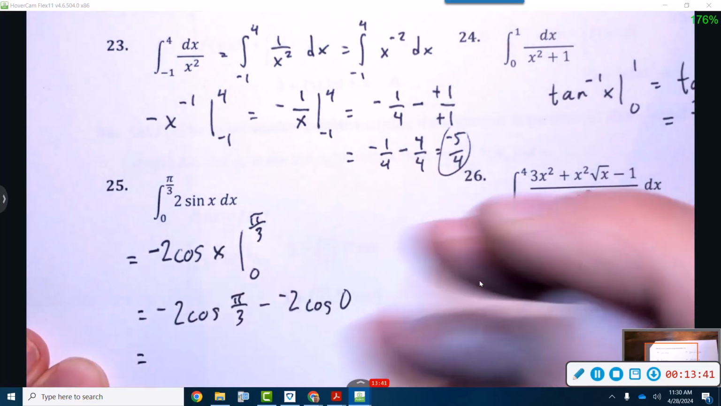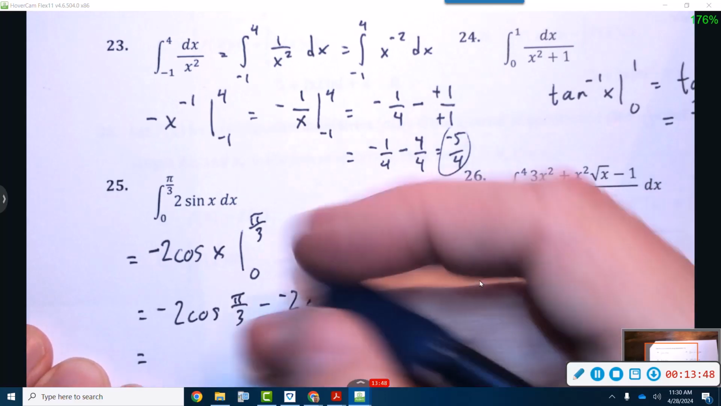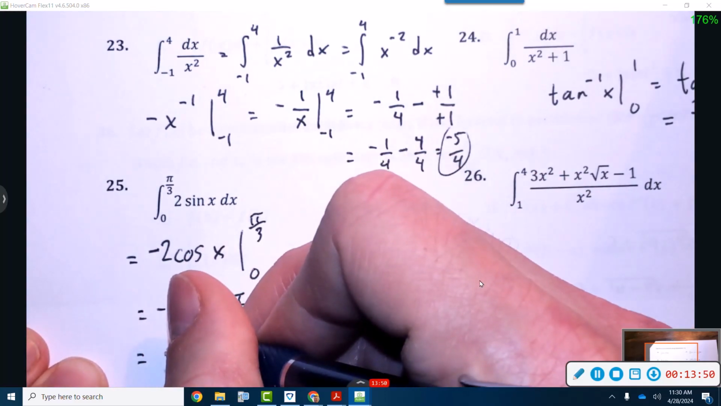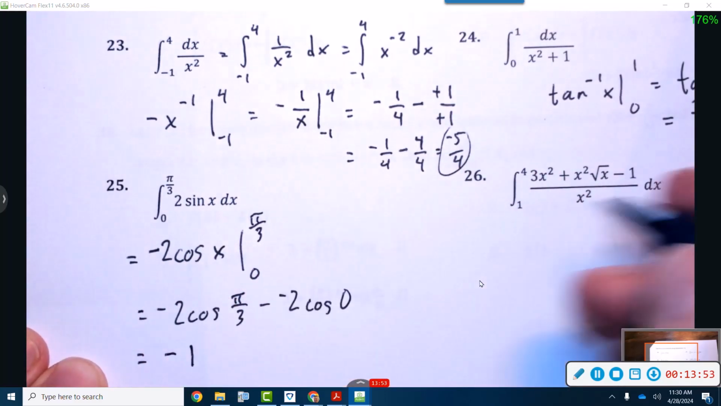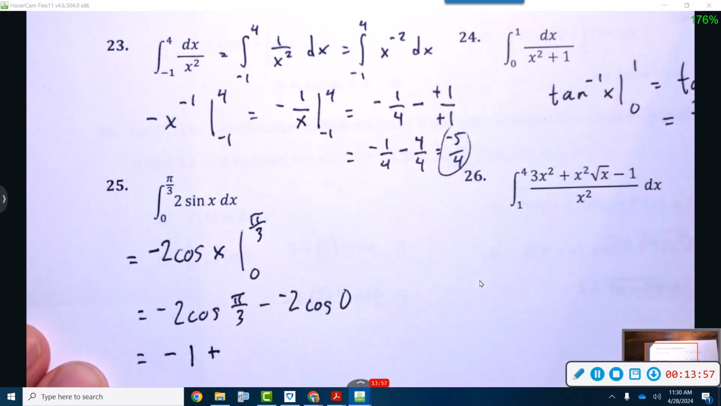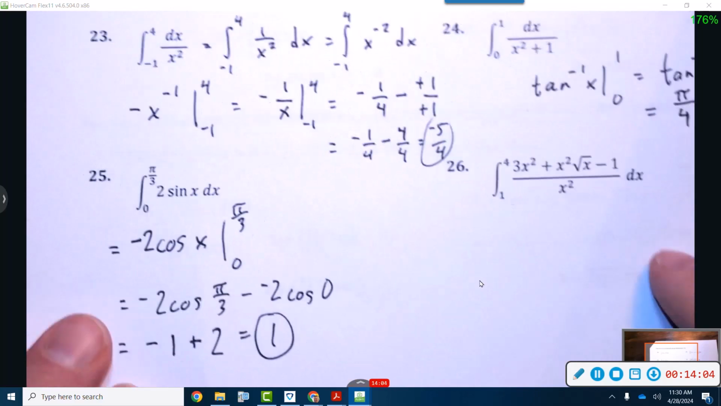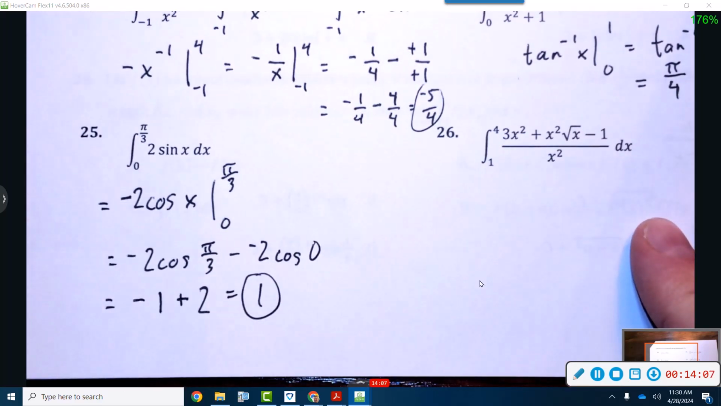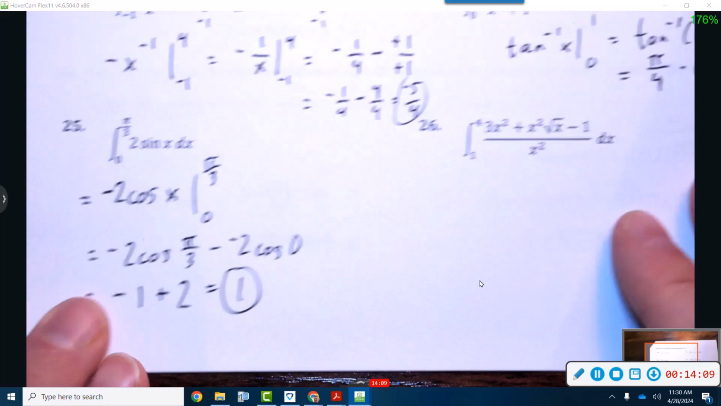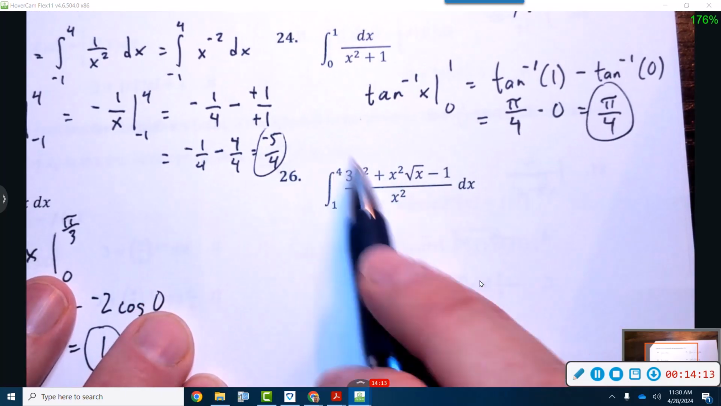Okay, what do we get? Cosine of pi over 3 is actually 1/2. So that would be -2 times 1/2 is -1. Now there's going to be a plus 2 times the cosine of 0. The cosine of 0 is 1, so that would be plus 2. So our answer is actually an area of 1. Okay. All right. This guy, you're going to actually split this up over underneath each one of those.